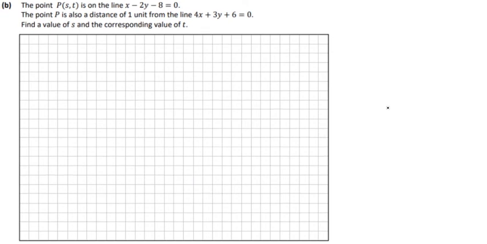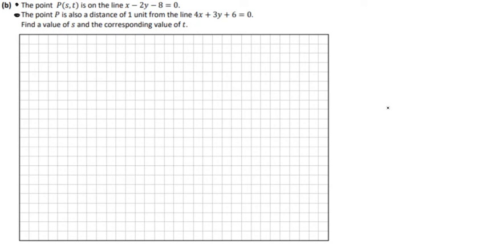Right, part B, the point P(s, t) is on the line x minus 2y minus 8 equals 0. The point P is also a distance of 1 unit from the line 4x plus 3y plus 6 equals 0. Find a value of s and the corresponding value for t. So it looks like we can generate two equations here, we're going to use that for the first one and then this for the second one.